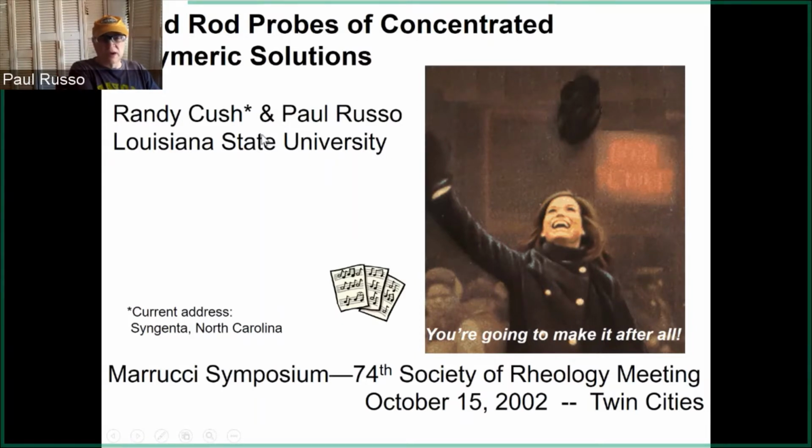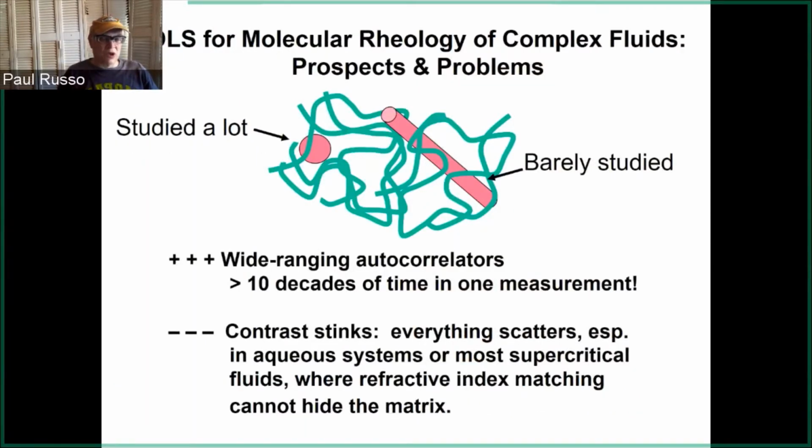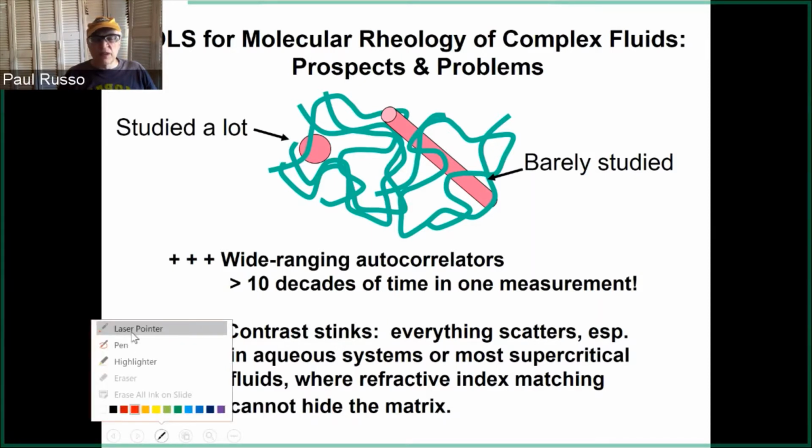We used to work in depolarized light scattering a lot, and it was for looking at rod-like things that are optically anisotropic. I gave this talk in 2002, in Minneapolis, so we had the Mary Tyler Moore thing going on. I don't want to talk too much about what we were trying to do.